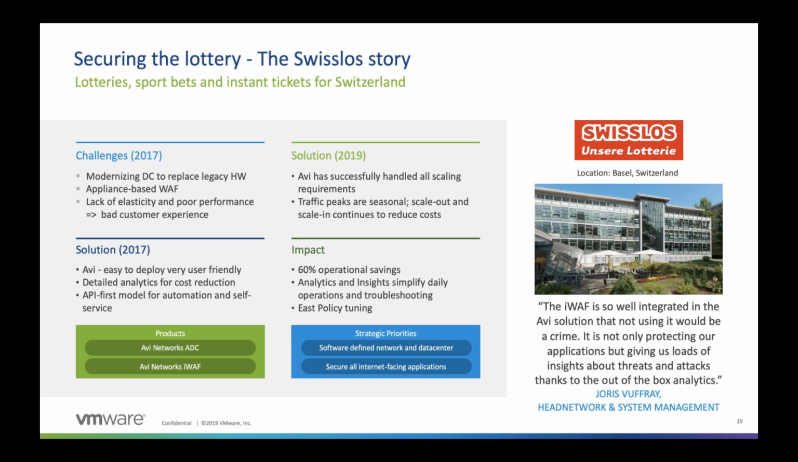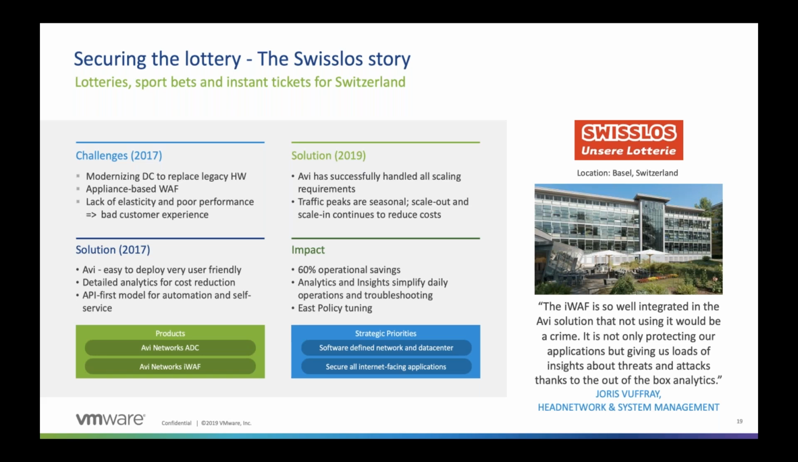So they had lack of elasticity and couldn't always provide best performance, and that resulted in the customer experience not being good. So they implemented Avi because it was a very easy to deploy solution for them. It provided them cost reduction because they could scale down when, in a lottery, you have jackpots, you have these spikes in traffic, and then you scale down afterwards.